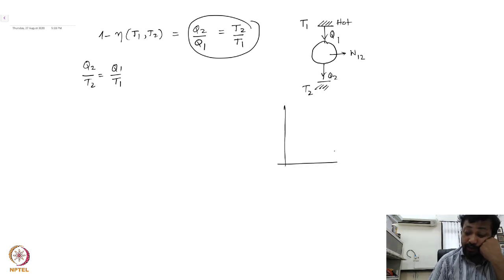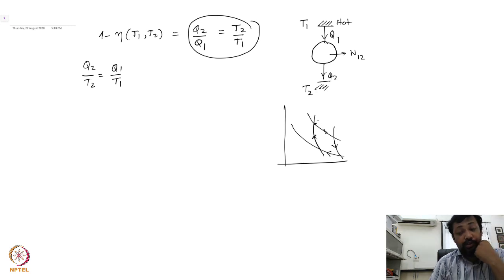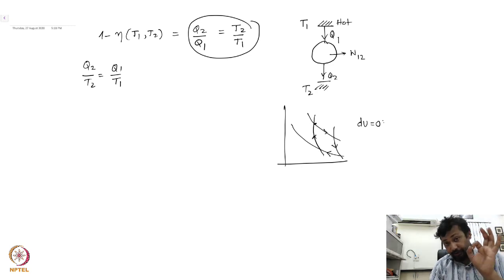Recall in the PV diagram what we had: two isotherms like this, along which heats were taken, and then two adiabats. So this goes like this, but it comes back to this initial state. If it has come back to its initial state, the change in internal energy is zero, because internal energy is a state function, right? So it has come back to its original state, therefore the change in the internal energy is zero.